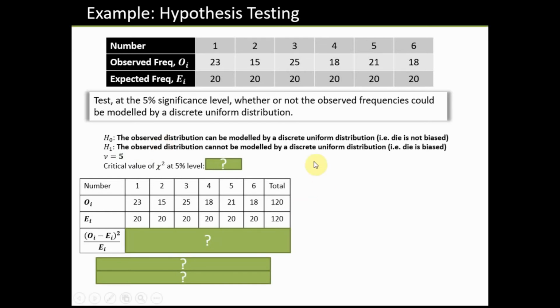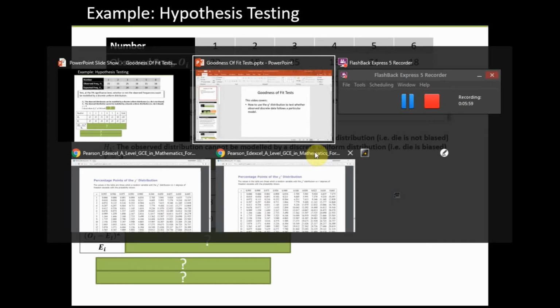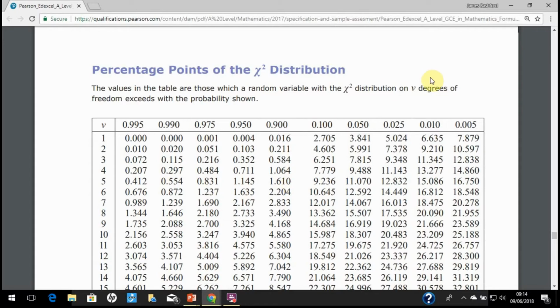We then need a critical value to compare our test statistic to, and the critical value can be got from the chi-squared tables. So we can go to our formula book or at the back of your textbook, and we get this table here. The degrees of freedom is down the left, and along the top here is the probability that exceeds the amount. So it's a bit different to the other cumulative tables that you've had for the Poisson and binomial, because this is the area to the right.